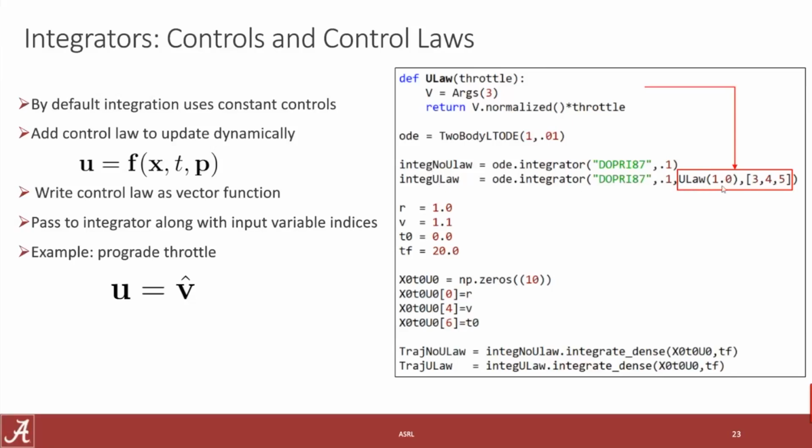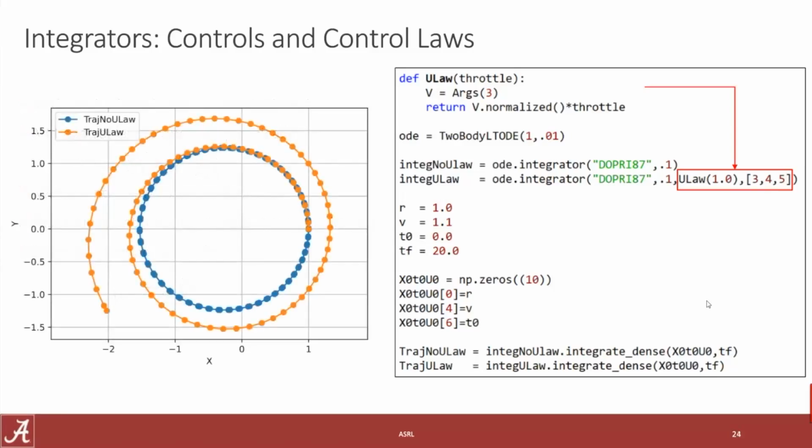So in this case, the integrator is Dormand-Prince 8.7 with a default step size of 0.1. It uses this vector function for its u vector every time step, which is essentially taking your velocity, turning it into a unit vector and multiplying it by some throttle value, which we've instantiated as 1. And then we need to pass it that velocity component. So we pass it 3, 4, 5 to give it these 3 args.